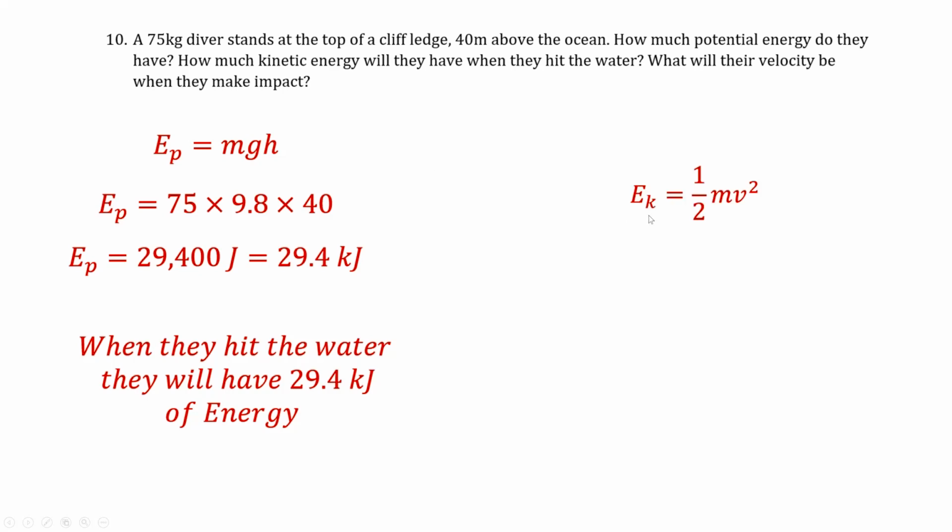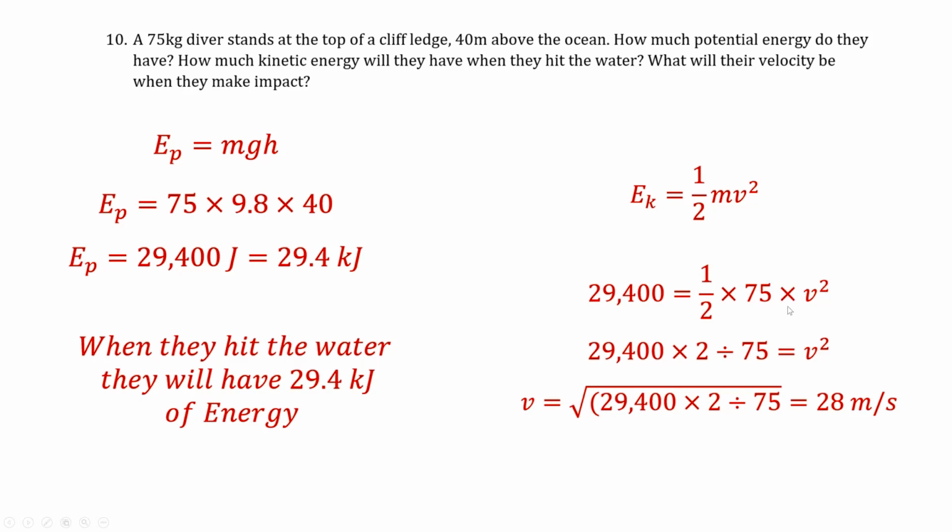What will their velocity be when they make impact? So we use the kinetic energy equation, half mv squared again. Substitute the energy in, leaving velocity on its own. So we times both sides by 2, divide both sides by 75, we get v squared on its own. We need to take the square root of the left-hand side to get v on its own. So 28 meters per second when they hit the water. That's pretty quick, that's why I said don't try it yourself.